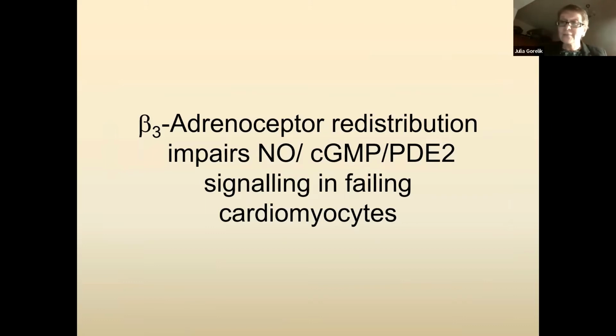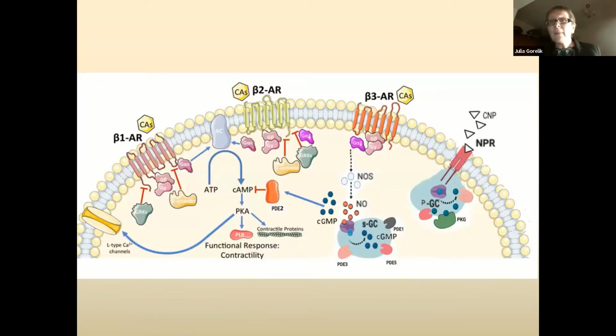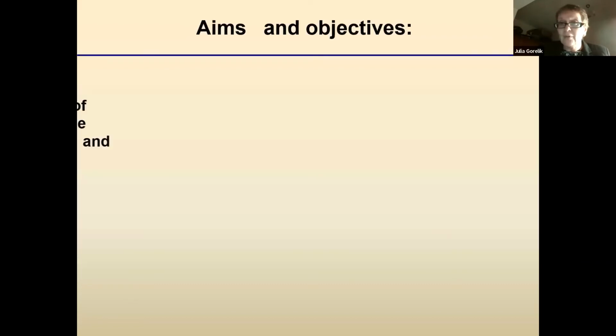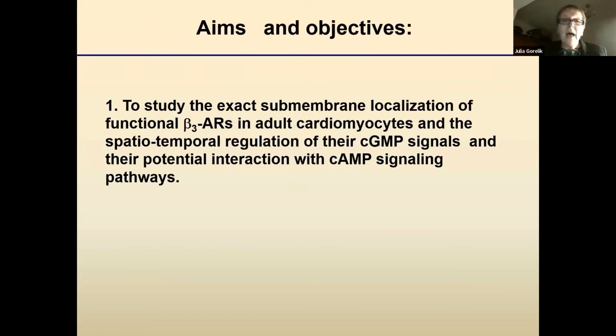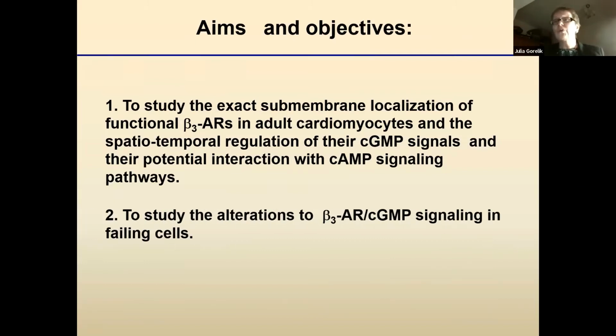So we studied the beta-3 localization using, not a cyclic AMP sensor, of course, but a cyclic GMP sensor. We would like to study the exact submembrane localization of functional beta-3 in adult cardiomyocytes, the spatiotemporal regulation of the cyclic GMP signal and its potential interaction with the cyclic AMP signaling pathway, and also to study the alteration of beta-3 signaling in failing cells.